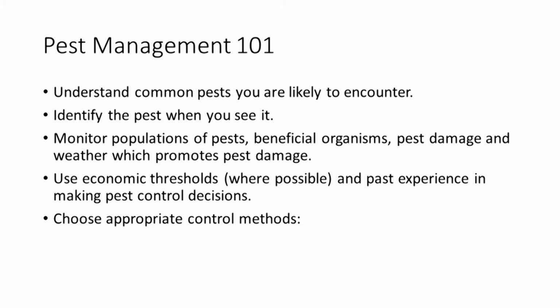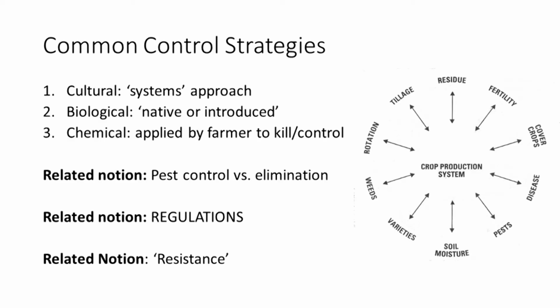So again, this is fairly general, right? But this is basically the steps you take. So once a decision has been made to control the pest, you have a bunch of options available. These options basically fall into one of three categories: cultural or systems-based approaches to pest control, biological-based, so that would be native or introduced organisms, microorganisms, insects, etc., and then chemical control, which is probably what you would first think of when you hear pest management, maybe.